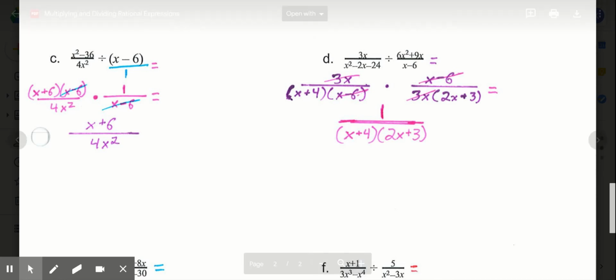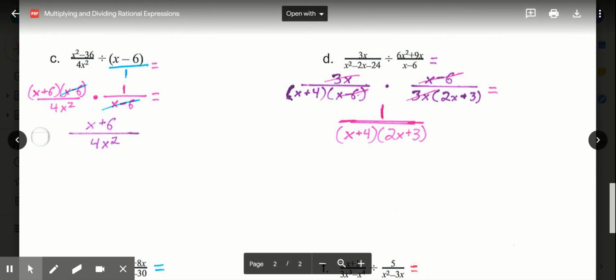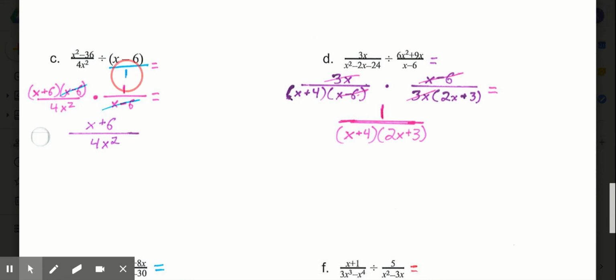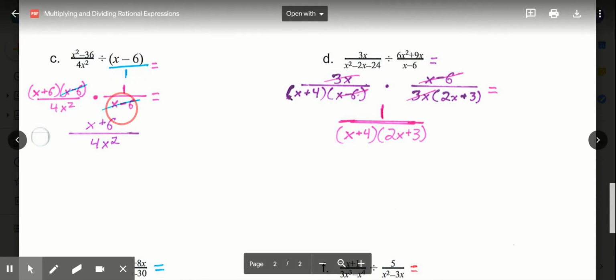In C, we have x squared minus 36 over 4x squared divided by x minus 6 over 1. So I need to flip the second fraction, which becomes 1 over x minus 6. On the left, if we factor the top, x squared minus 36, difference of two squares, x plus 6 times x minus 6. On bottom, we still have the 4x squared. So then we can cancel the x minus 6 here and the x minus 6 here. So we're left with x plus 6 over 4x squared.